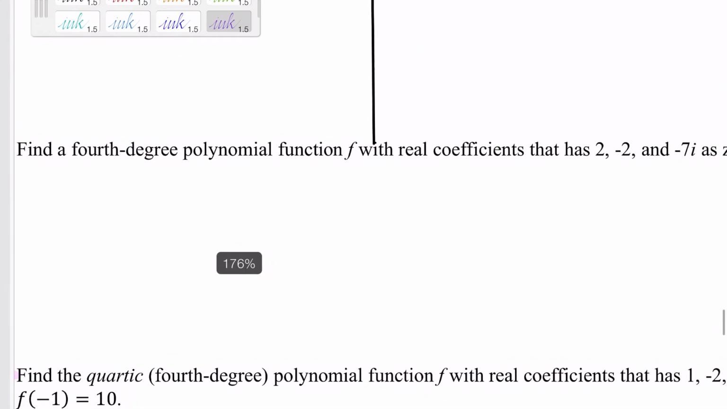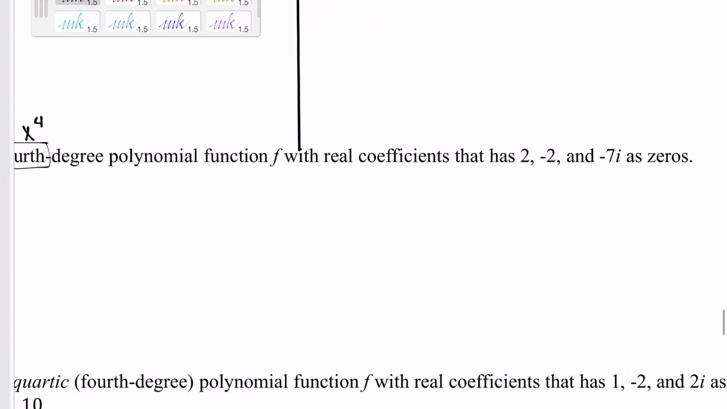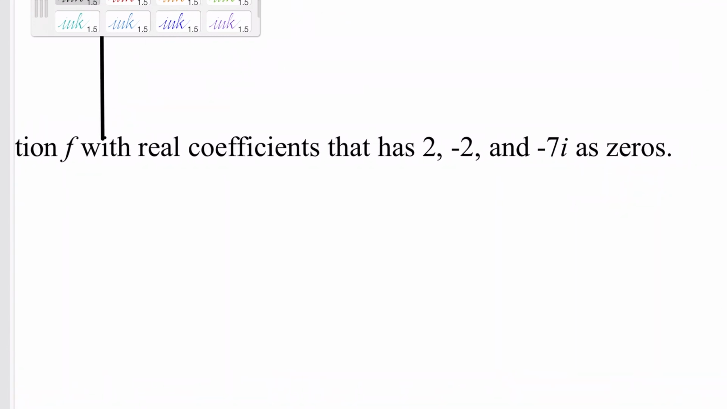So next, we want to find a 4th degree polynomial function. So this means that we're going to end up with our highest exponent being x to the 4th power, with real coefficients. So we don't want any imaginaries in the end. We want all of our numbers to be real numbers. And they give me zeros of 2, -2, and -7i. Because I have an i here, I know I had to have taken a square root. And whenever I take a square root, I have a plus minus. So technically, I have plus minus 7i. They've given me 2 solutions, but only wrote down 1 because, again, lazy mathematicians. What else could you expect?